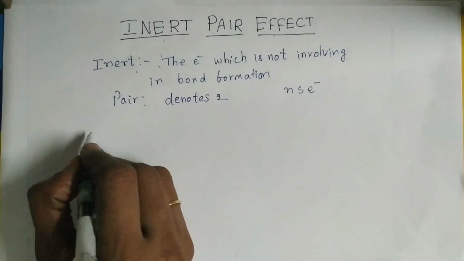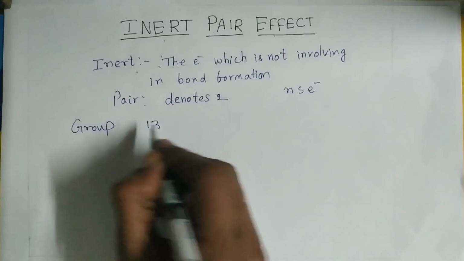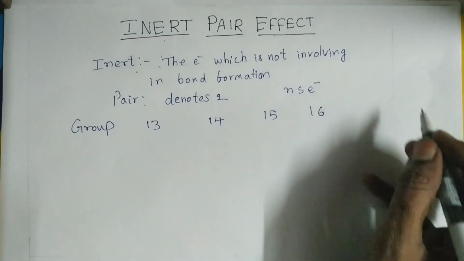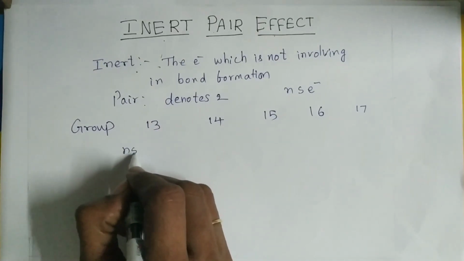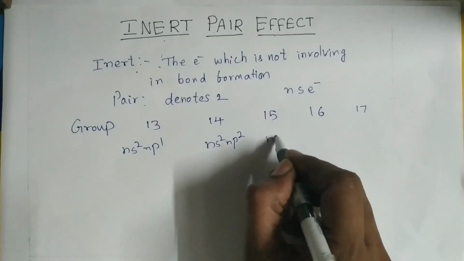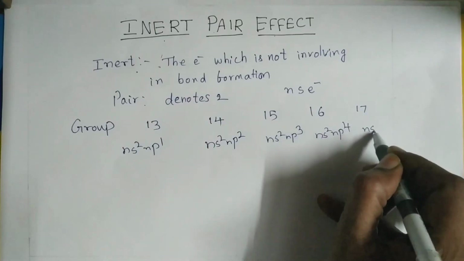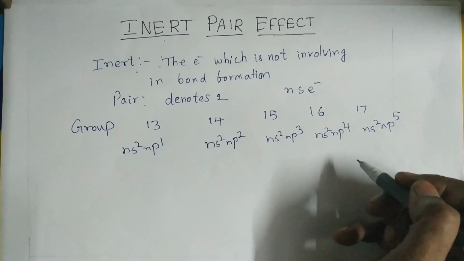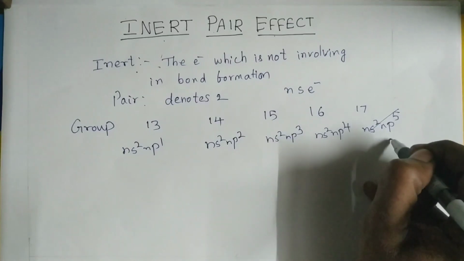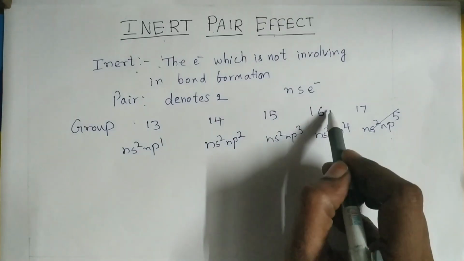When you consider p block elements, take groups 13, 14, 15 and 16, and up to 17. The outermost configuration is ns2 np1 for group 13, ns2 np2 for 14, ns2 np3 for 15, ns2 np4 for 16, and ns2 np5 for 17. I am not going to explain group 17 now because they are halogens. So we will discuss from the boron family to the oxygen family.